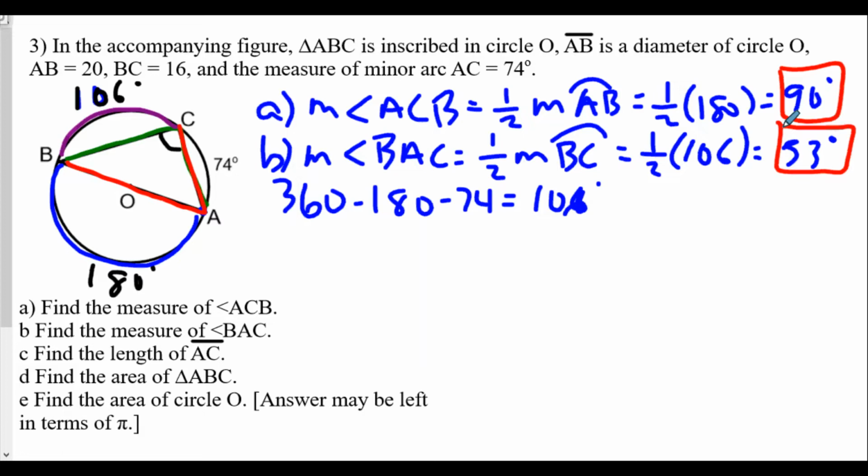Part C now has to do with lengths. We know the measure of length AB is 20, so let's put that as 20. And we know the measure of BC is 16, so this is 16. At this point, here's the thing. I know in this case that this is 52 degrees.